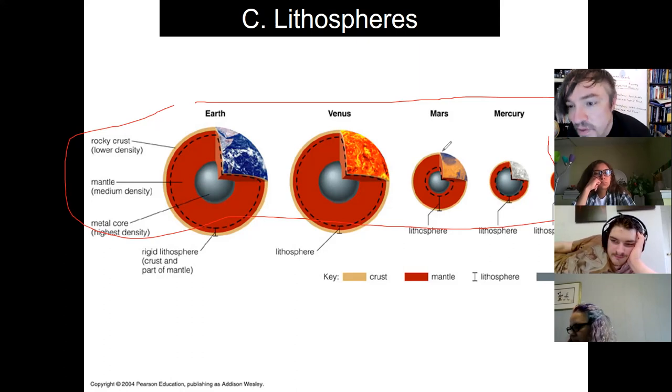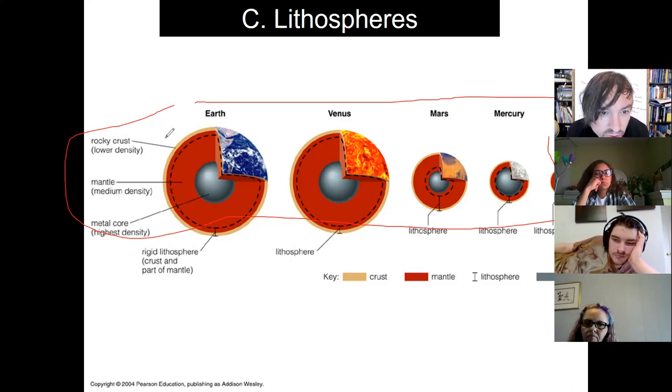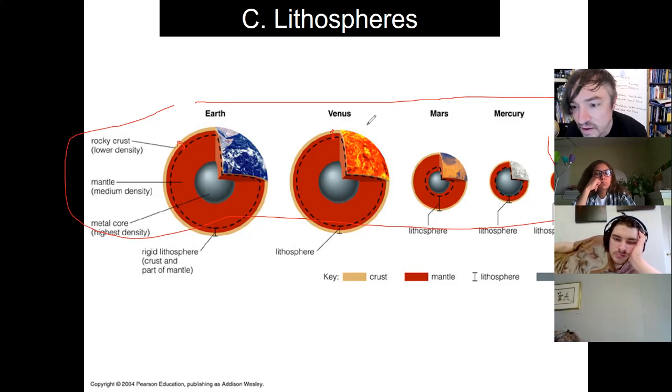But now superimposed over this, I've also plotted the lithosphere, the thickness of the frozen outer layer. You can see that Earth and Venus as sister planets have very thin lithospheres. They extend down a little bit past the crust, but that's it. So in other words, the crust and the lithosphere are kind of the same on Venus and Earth. But look at Mars. Look at the moon, and to some degree, Mercury.